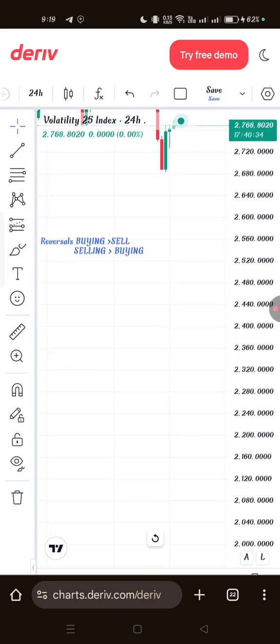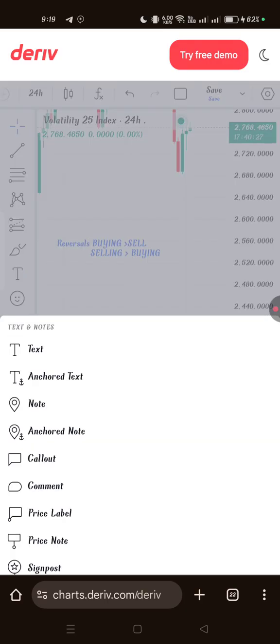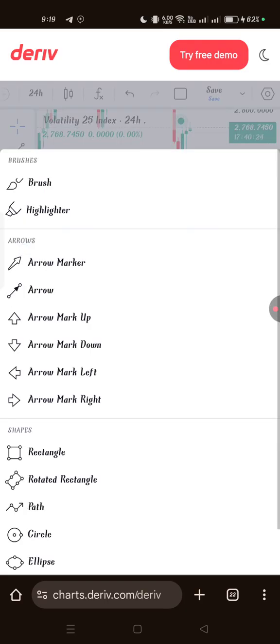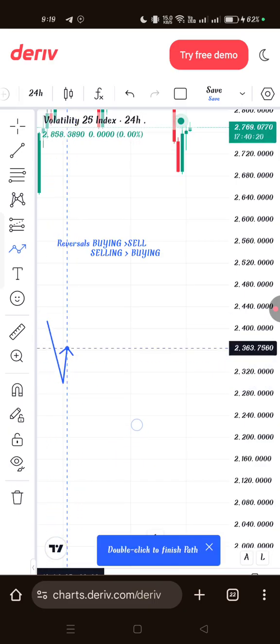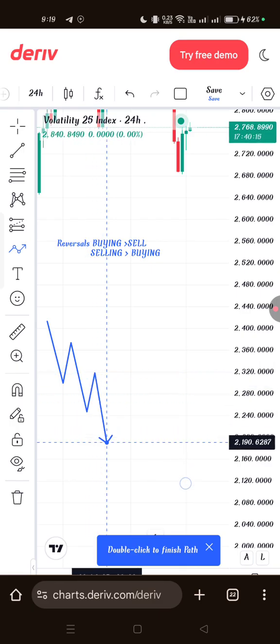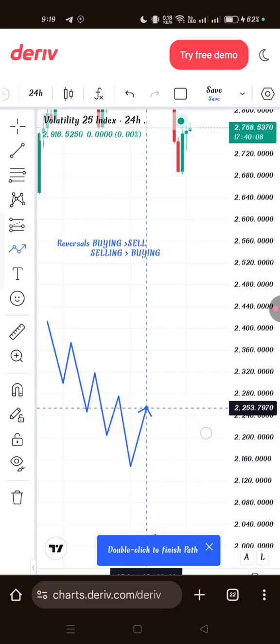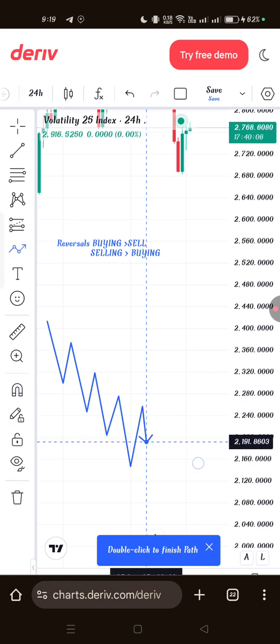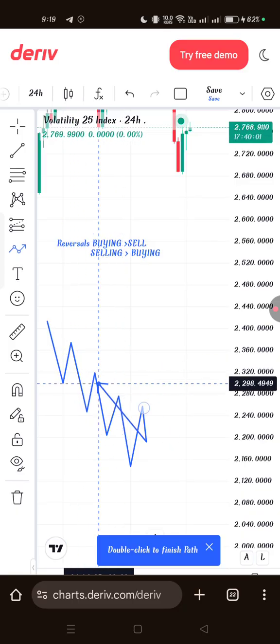Let's start. If you want to trade buys, when you're talking about reversal, the market has to be selling. To be selling, price has to be on a downtrend, creating a series of lower highs and lower lows, like that. After creating a series of lower highs and lower lows, there will now be a reversal, and the reversal will build up from this particular point. So we'll be targeting trading reversals.